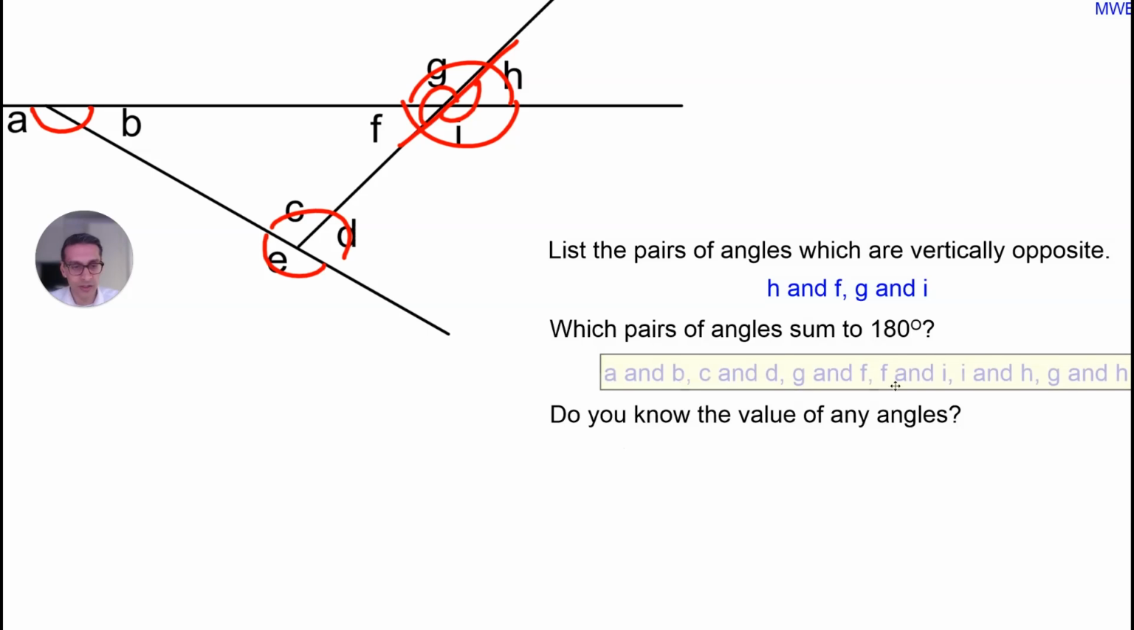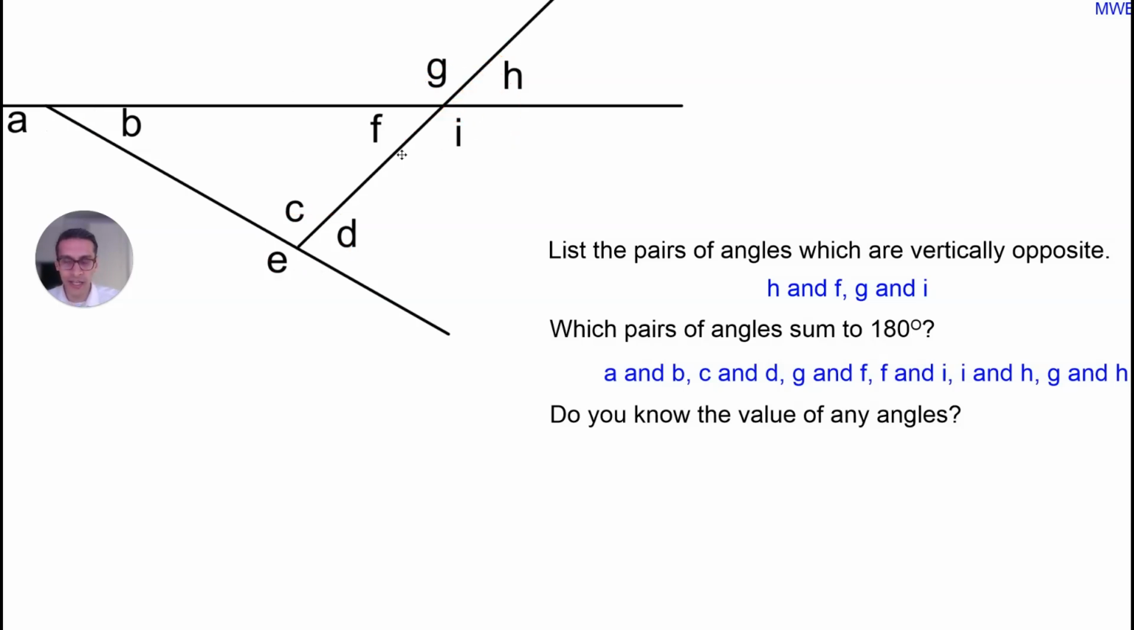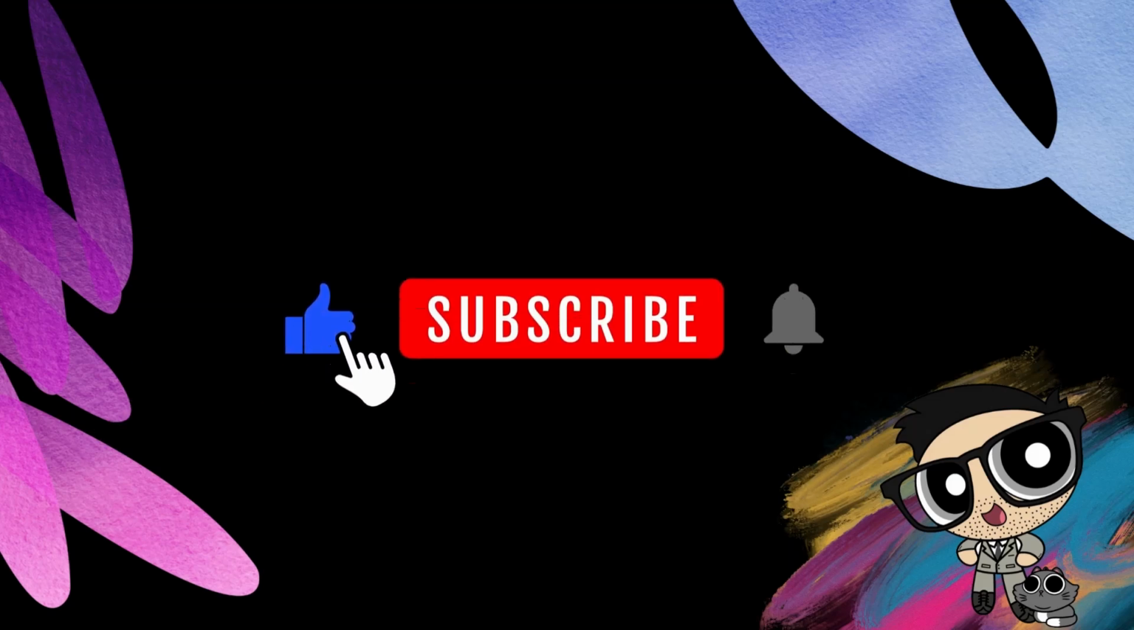So the answers are here. I haven't gone into too much detail with this for now. And then it says, do you know the value of any of the angles? There's not enough information for us to know any of the angles other than which ones are equal to each other.